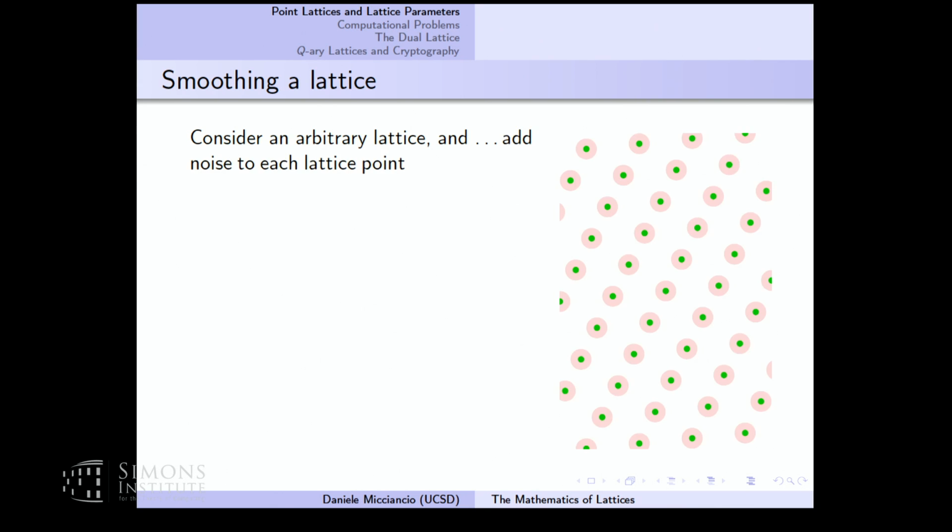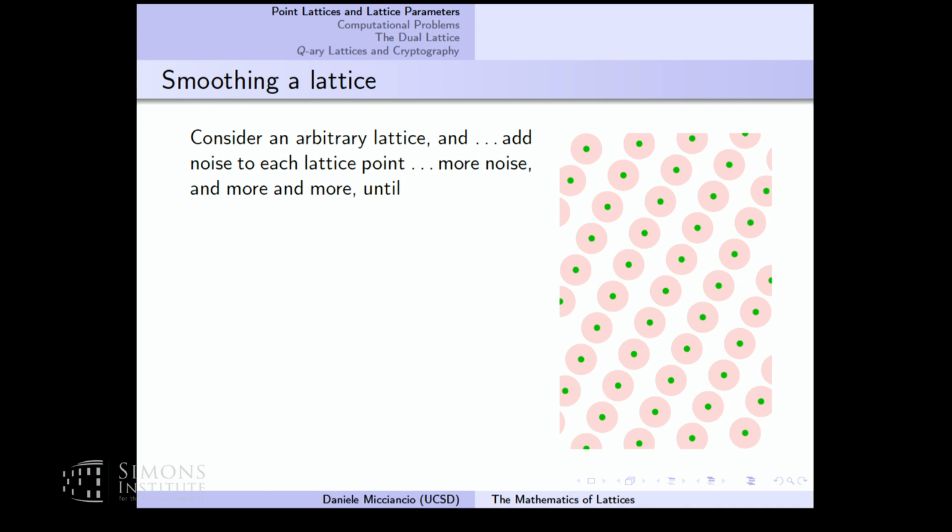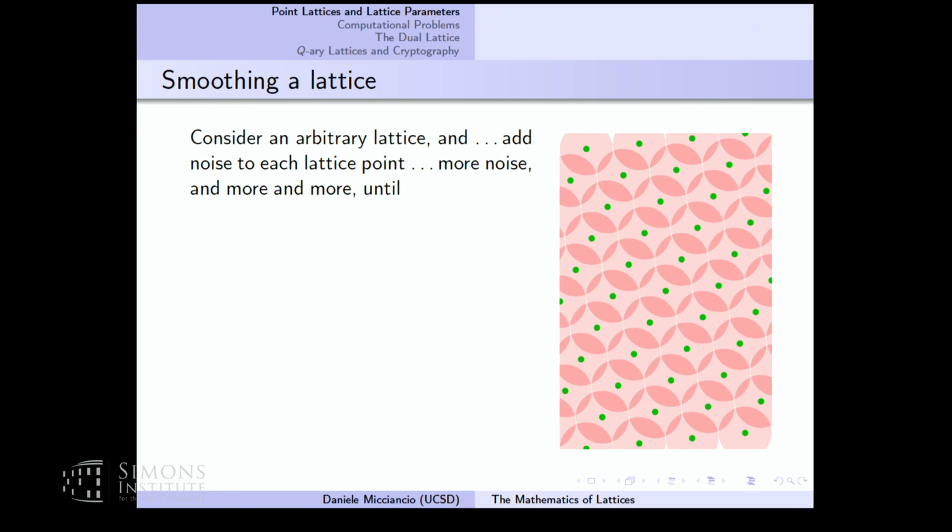We do the same as we did before. We put spheres around the lattice points and we make them bigger and bigger. At some point these spheres will cover the entire space. That's the covering radius of the lattice. But notice, even if we cover the entire space, some regions of space are darker, some of them are lighter. So that means that we are covering the space, but not in a uniform way.